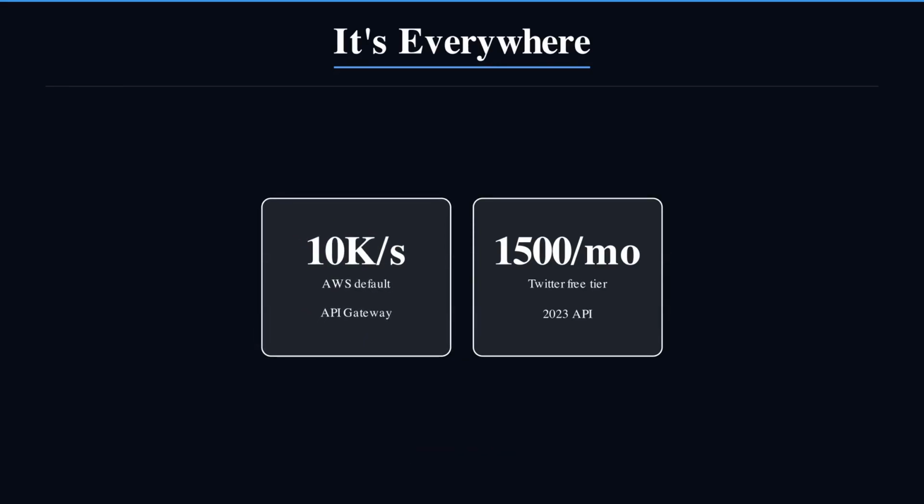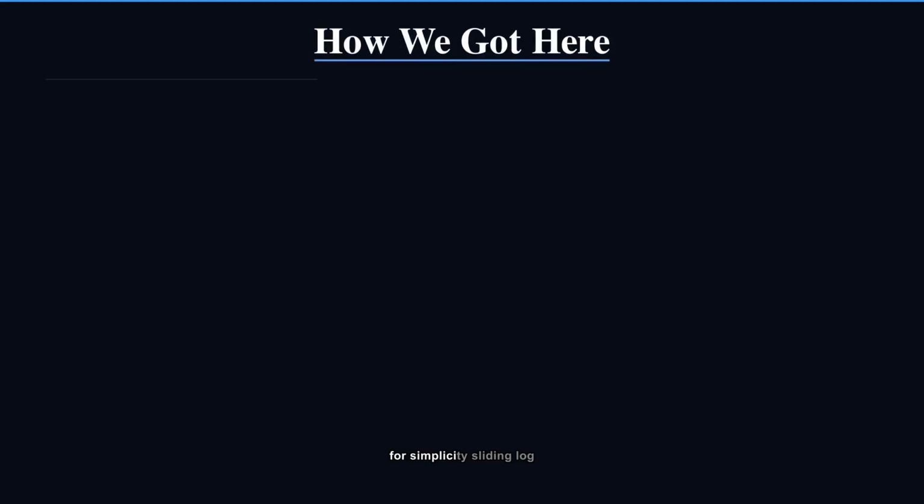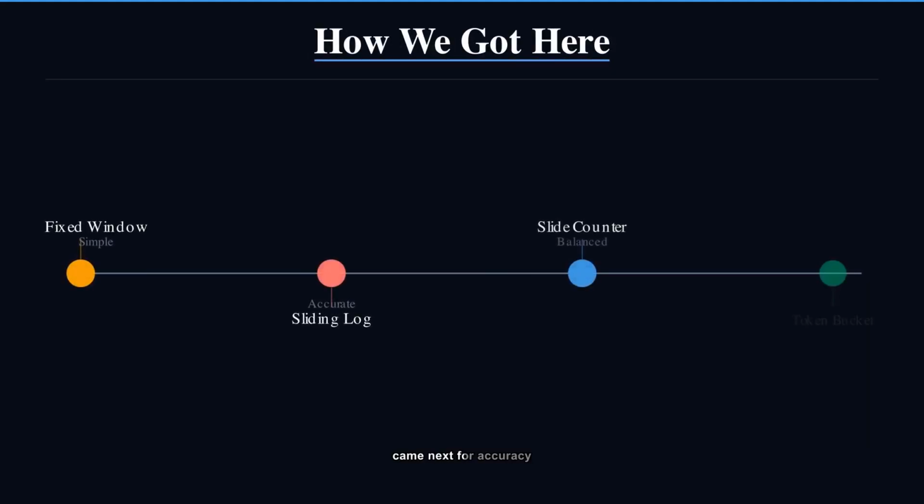Here's the evolution in one line. Fixed window came first for simplicity, sliding log came next for accuracy, sliding counter balanced the two, and token bucket became the production favorite for real-world bursts. Each algorithm exists because the last one had a scar from production.